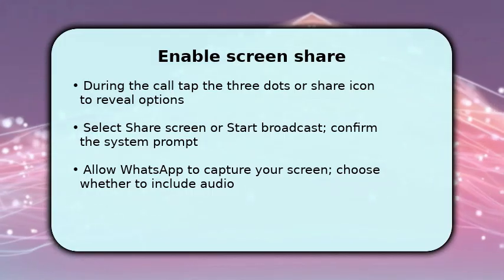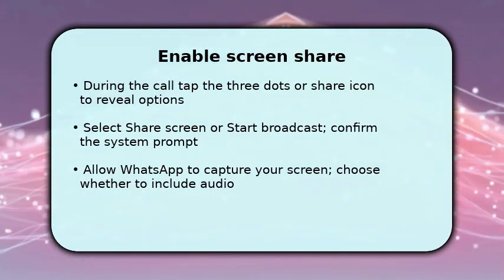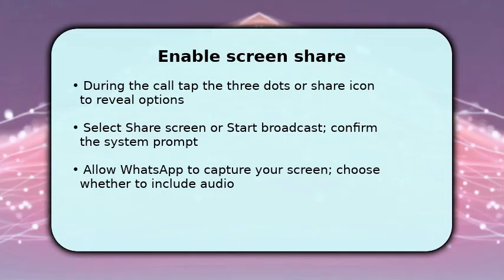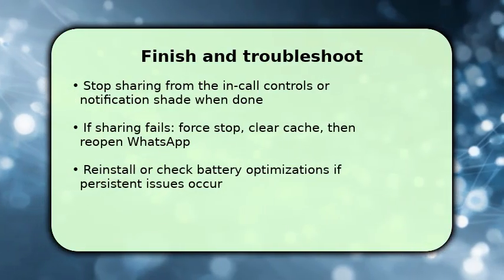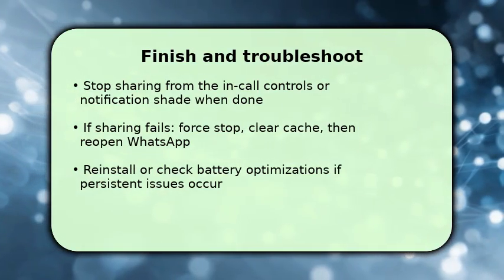If the icon is disabled, return to Settings to recheck permissions, and to finish, stop sharing using the in-call control or the persistent notification. That ends the broadcast immediately.